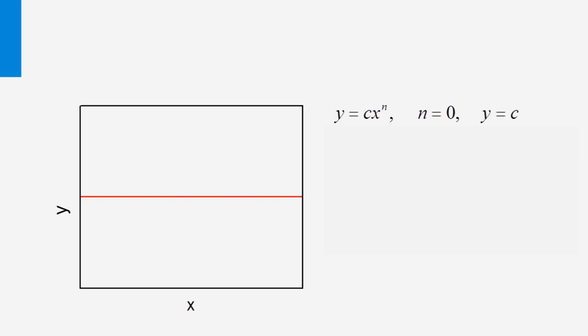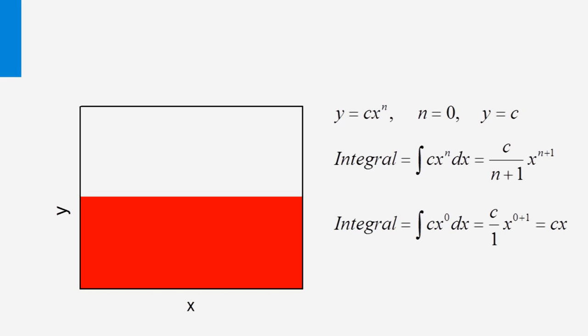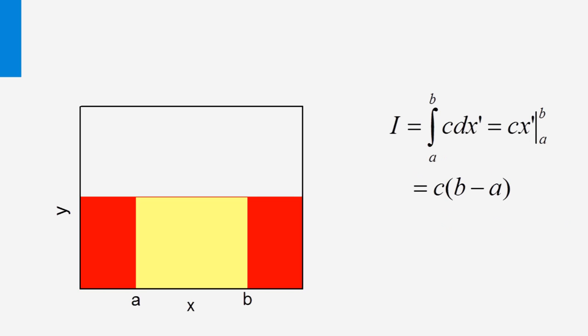First, we consider the function f(x) is constant, c. In this case, n is equal to 0. Using n is equal to 0, we can deduce the integral function. The integral of this function is c times x. And if you would consider the area between the boundaries b and a, this would be c times (b minus a).